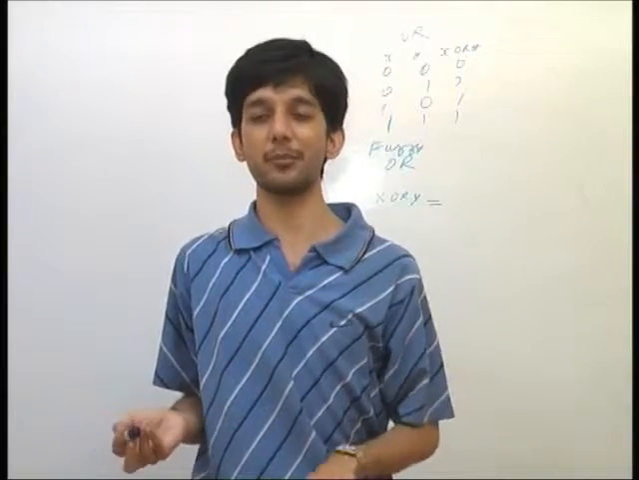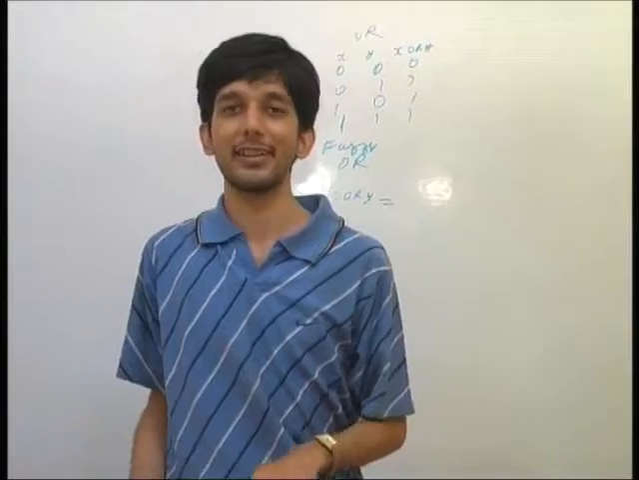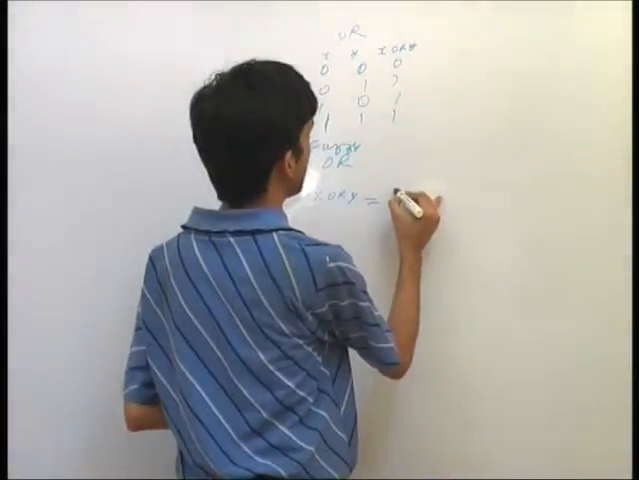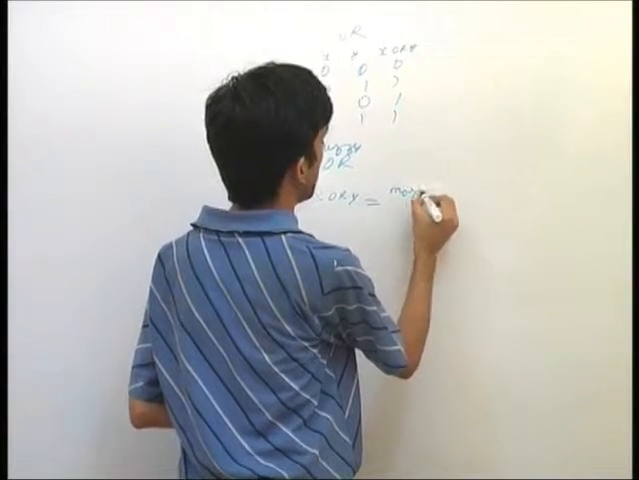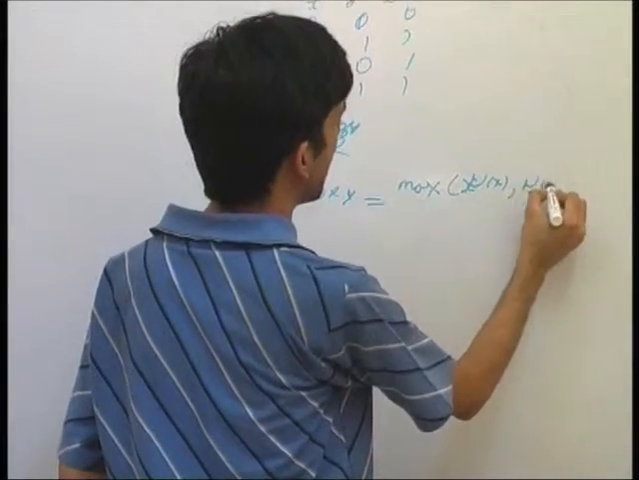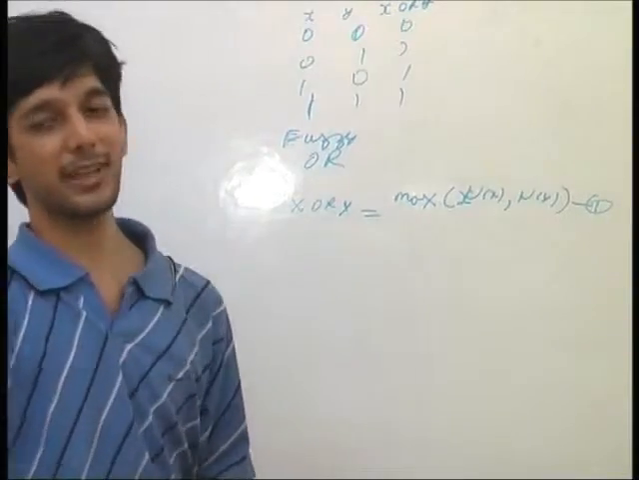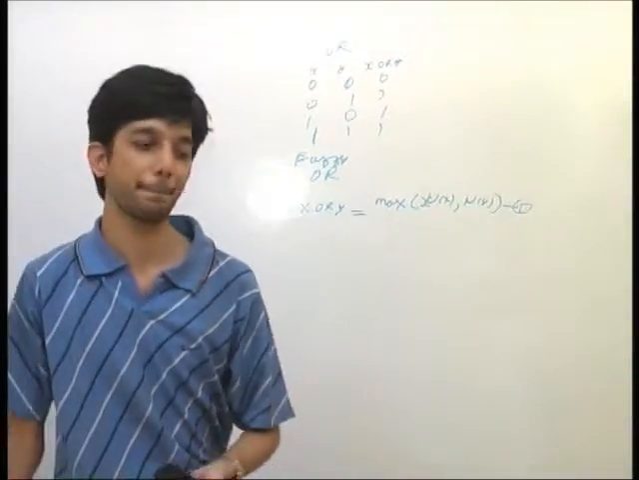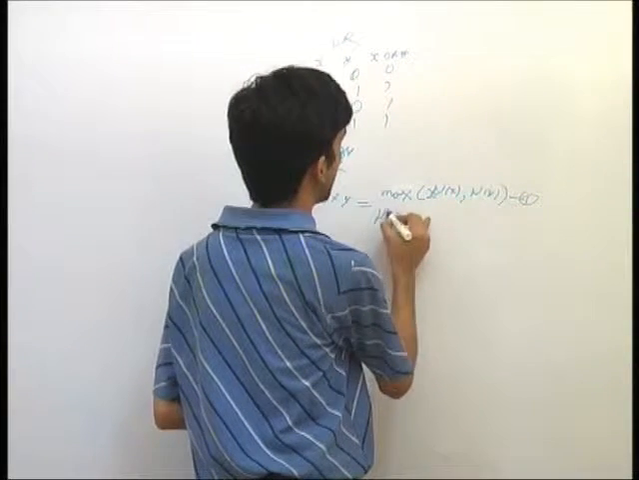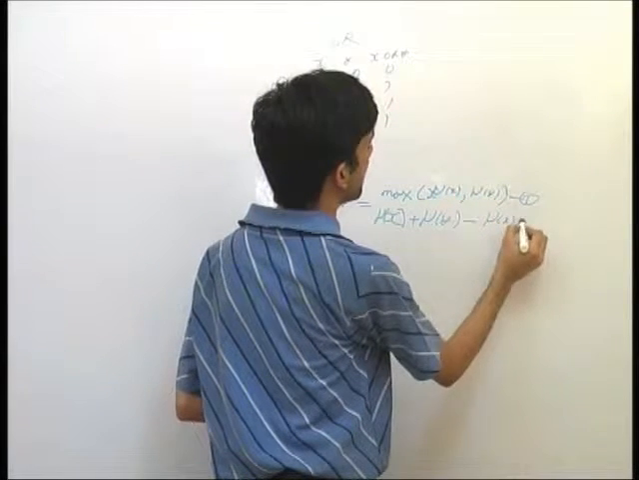There are two ways in which OR is modeled, in the same way that there were two ways in which AND was modeled. My one modeling of OR says that it is nothing but a maximum of mu x and mu y. There it was minimum, here it is maximum. A minimum gets replaced by a maximum. And the other says it is nothing but mu x plus mu y minus mu x mu y.